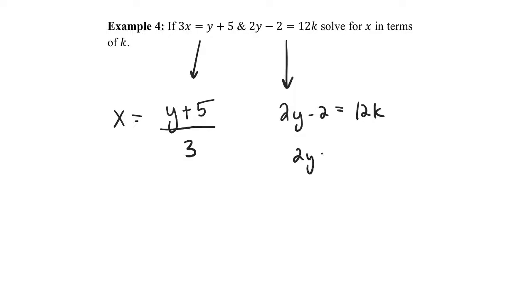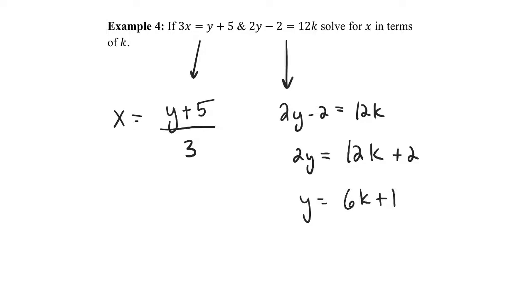Add the 2 over. By the way, these are all multiples of 2. I don't know why I did that. You could divide by 2 in that equation also. Thinking about it now, I'm like, why did I make that happen? So y is going to equal 6k plus 1.